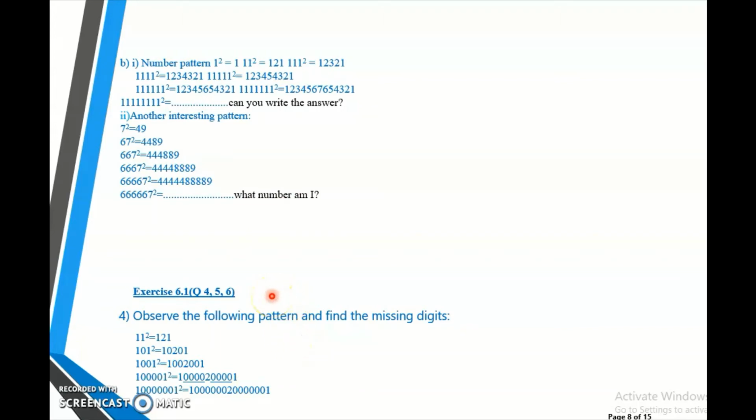Coming to the next set of questions of exercise 6.1, is again a pattern which you have to develop by looking at the numbers. Again here you have 11 square is 121 and 101 square you have a 0 on either side of 2. And for the third pattern you have 2 double 0. Again there is a double 0 on either side of 2. If it is 4 zeros, there are 4 zeros on either side of 2 and so on.